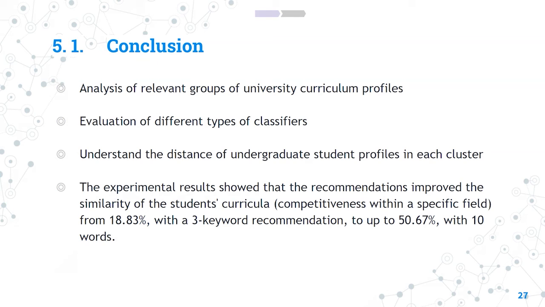So as a conclusion, we have analysis of relevant groups of university curriculum profiles. We also have the evaluation of different types of classifiers. We understand the distance of undergraduate students' profiles to each cluster, and the experimental results show that the recommendation improved the similarity of students' curriculum, competitiveness with a specific field, from 80% with a 3 keywords recommendation to up to 50% with 10 words.